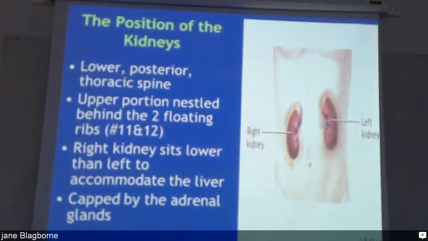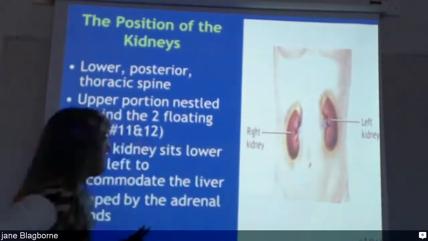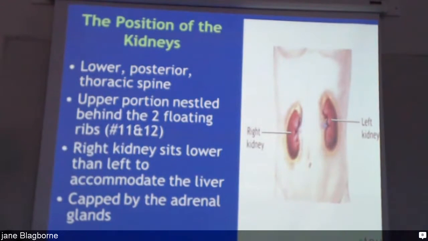Position of the kidneys, that's quite easy. They are up, either side of your spine, just underneath your rib cage in the back. They have a protective layer of fat, so they're not as easily damaged. They also are behind the muscle layer and the fat to protect them as well. The rib cage does help to give some bony protection for any trauma that can happen to them. And they are capped by the adrenal gland on the top there. The right kidney sits a little bit lower than the left, and that's due to the liver. The liver's kind of taken up some space there.